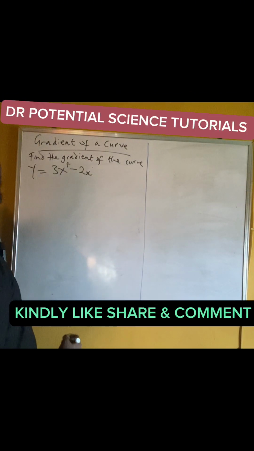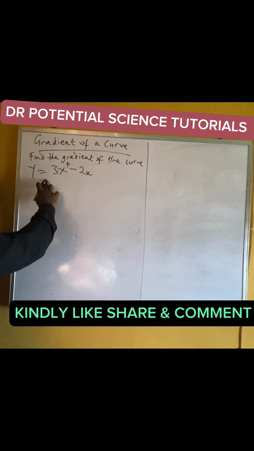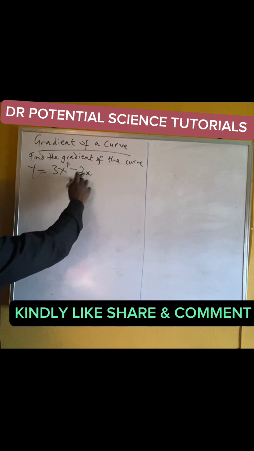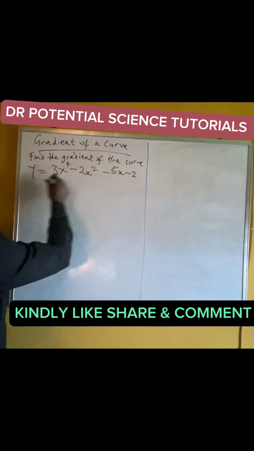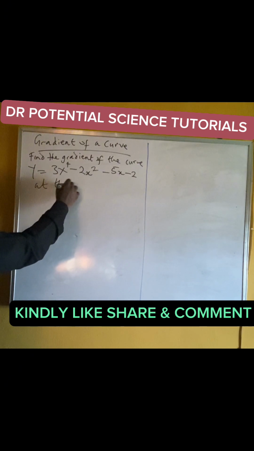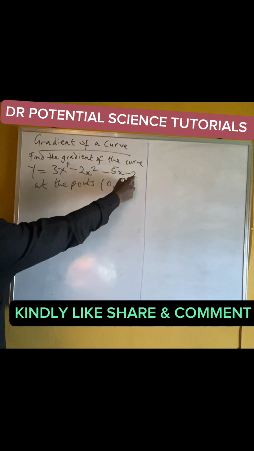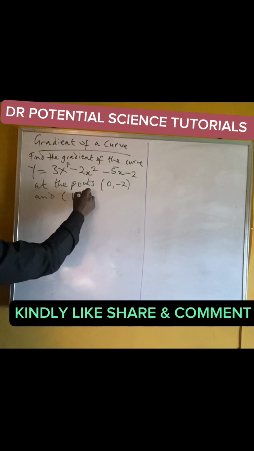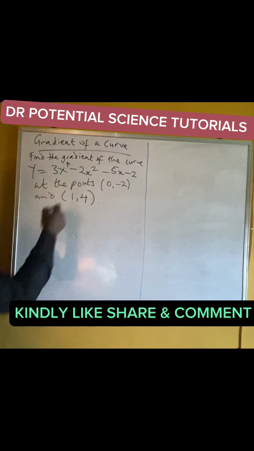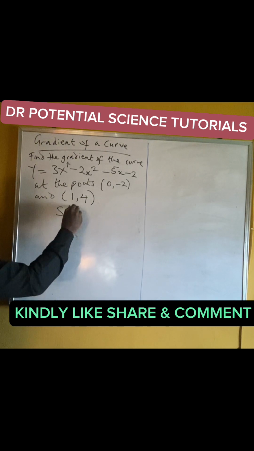Okay, so let's assume we have been given this question. Find the gradient of the curve y equals 3x to the power 4 minus 2x to the power 2 minus 5x minus 2 at the points 0, minus 2 and 1, 4. Okay, let's assume we have something like this. Okay, so answer.